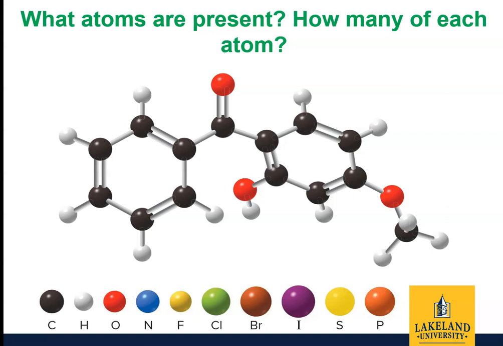But what atoms are present in here, and how many of each? You'll see there's this little code down here for what those elements are. I'd like you to go back to that slide or pull out a periodic table from the internet and identify which atoms you see here based on this code representation. So how many are there?